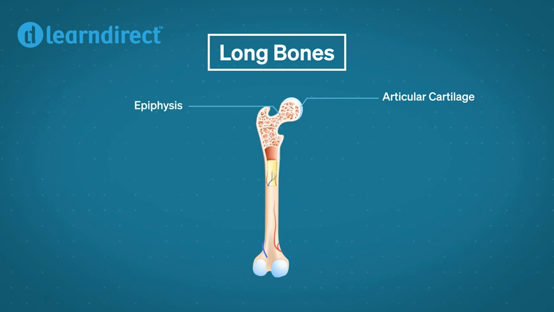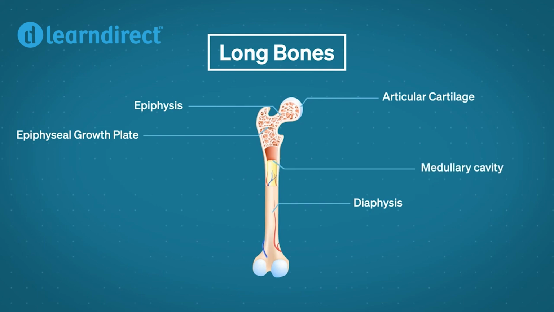Epiphysis. This is rounded and located at either end of the bone and is made up of spongy bone. Epiphyseal growth plate. This is the section in which new bone is created from the cartilage. Diaphysis. This is the main shaft of the bone and is made up of compact cortical bone. Medullary cavity. This is the hollow center within the diaphysis and contains yellow and red marrow for storing fat and producing blood cells. Periosteum. This is the fibrous sheath that covers the outside of the bone, promoting blood supply and attachment through ligaments and tendons.